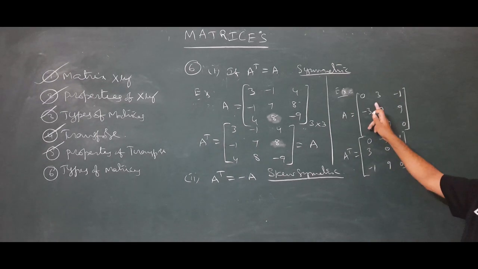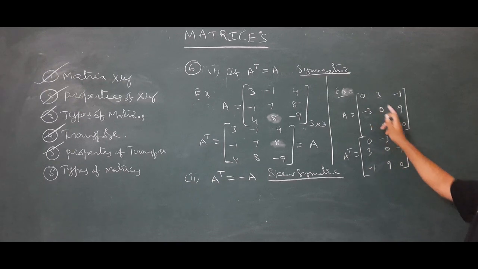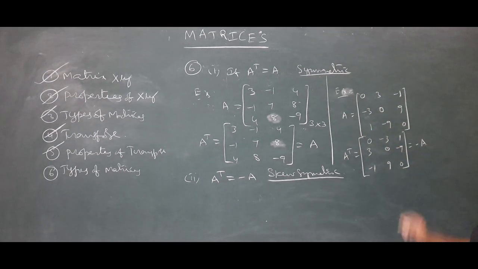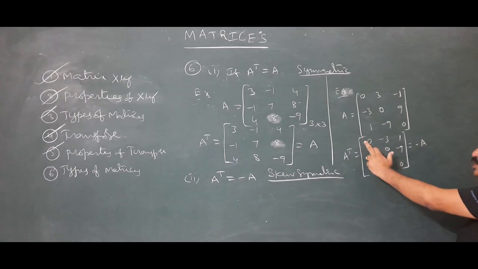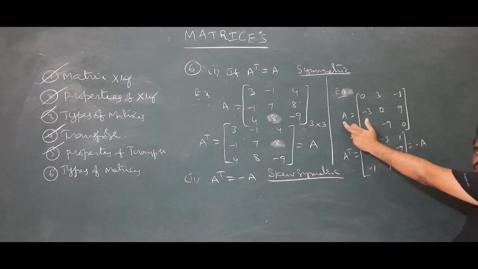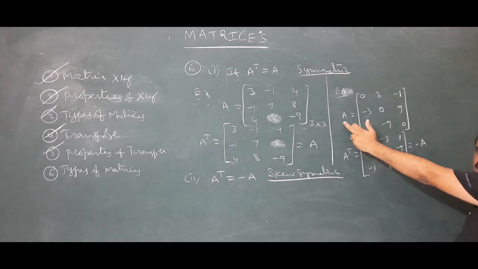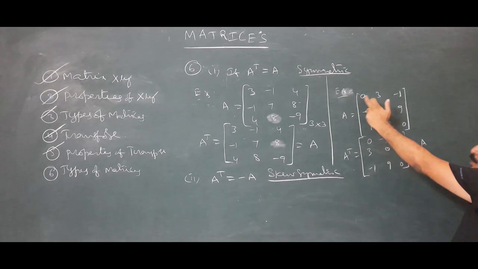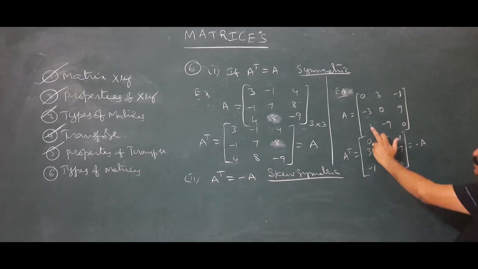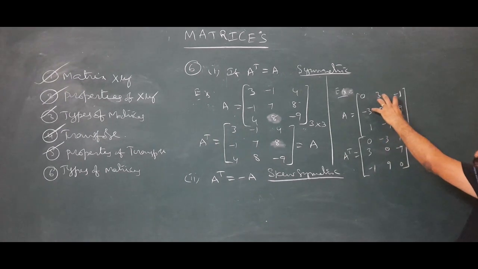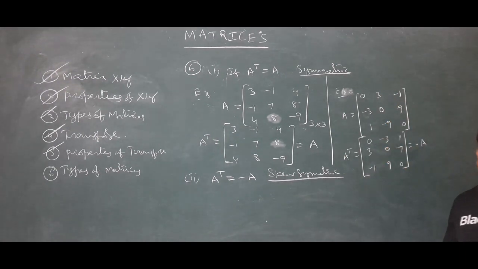Taking common minus in this, automatically we get this. That is nothing but minus A. You check that. If you multiply A with minus 1, we get this only: 0, minus 3, 1, 3, 0, minus 9, 1, minus 1, 9, 0. Whenever you multiply with minus 1, we get this matrix. A transpose equal to minus A. Therefore, it is a skew symmetric matrix.